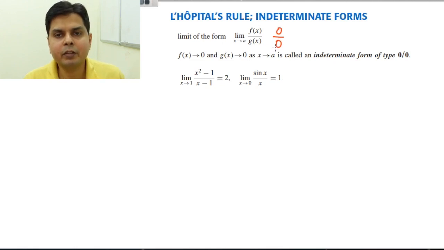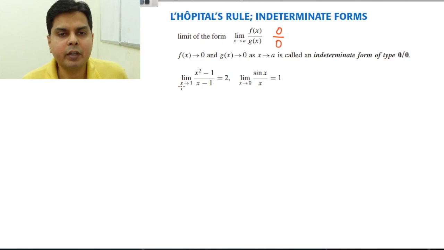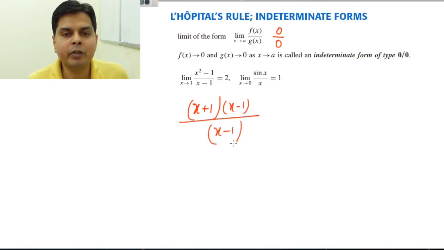Now you would have seen this type of question earlier also, like we had found the limit as x tends to 1 of (x square minus 1) by (x minus 1), which is equal to 2. We had solved this question earlier. How can we solve this? We can write x square minus 1 as (x plus 1) into (x minus 1), and in the denominator you also have x minus 1. You cancel this, so the limit as x tends to 1 of x plus 1 will be equal to 2.